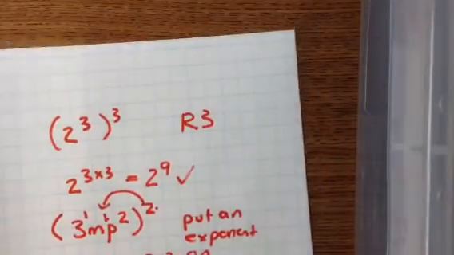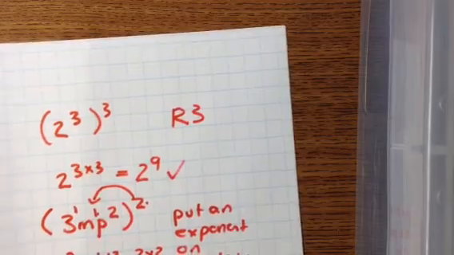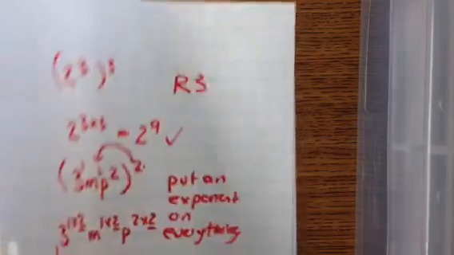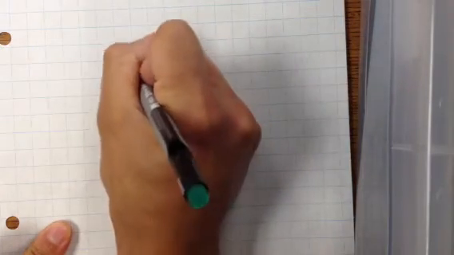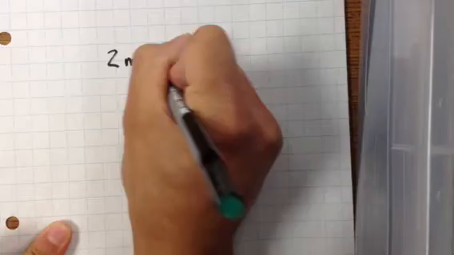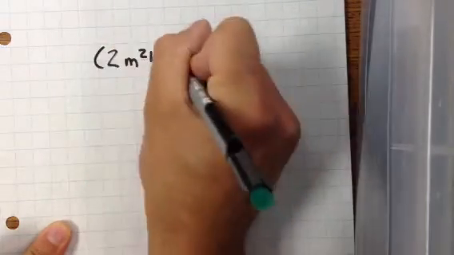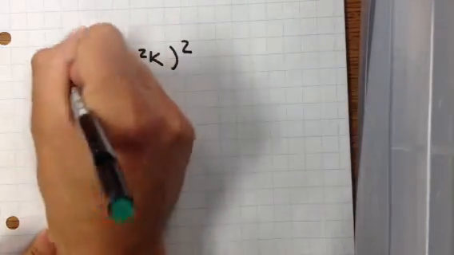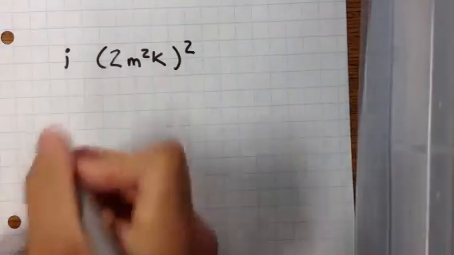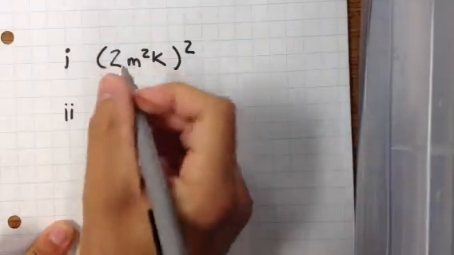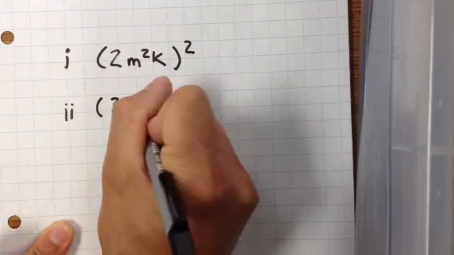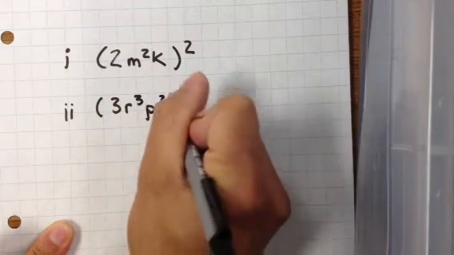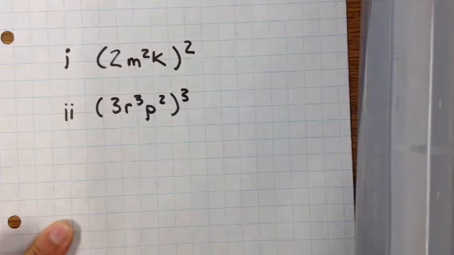Okay, I want you to try a couple examples at home right now, and I'll just write them out for you really quickly here. So what I want you to try is (2m²k)² raised to the power of 2. So that's your first example. And your second example is going to be (3r³p²)³ to the power of 3.